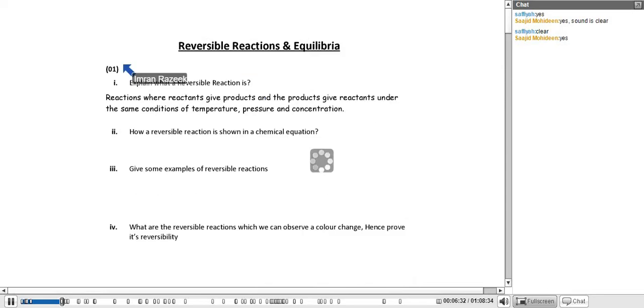Explain what is meant by reversible reaction. Reactions where reactants give products and products give reactants under the same conditions of temperature, pressure and concentration. How is a reversible reaction shown in a chemical equation? By using reversible arrows. You draw the reversible arrow.